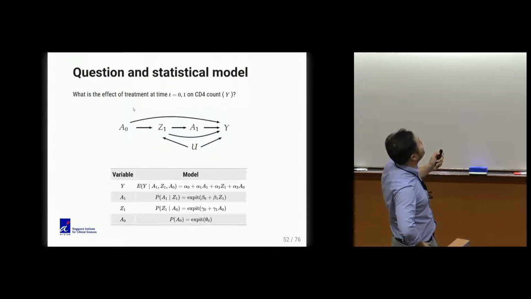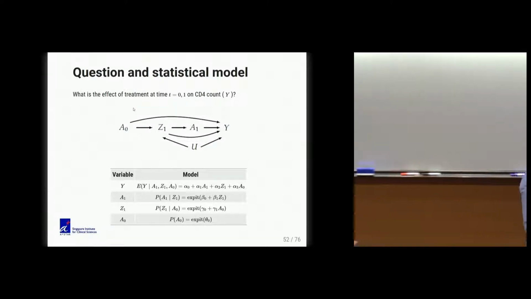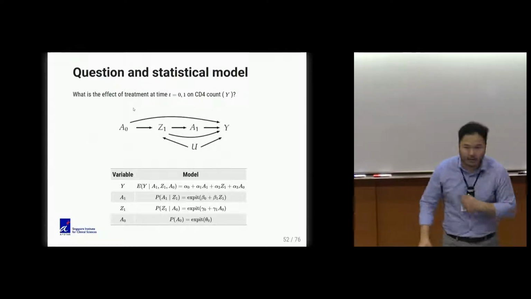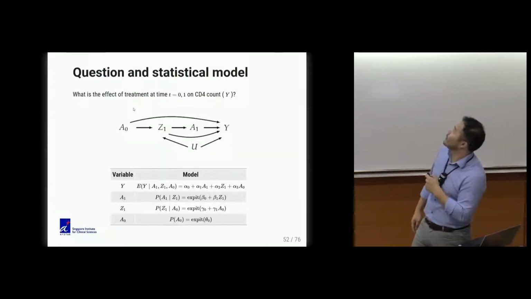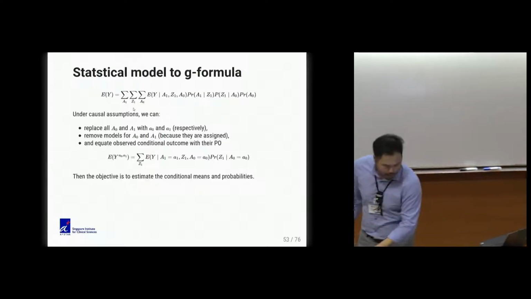This is deterministic because we've assigned it in a trial. So it's only related to the baseline probability of assignment. All right, so these models are a direct representation of what we have assumed in our causal diagram.